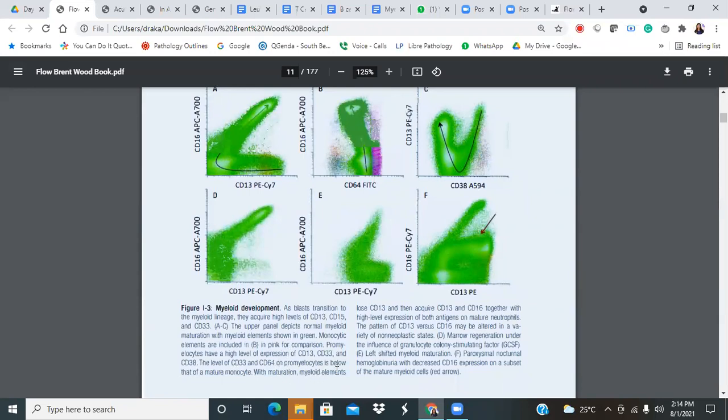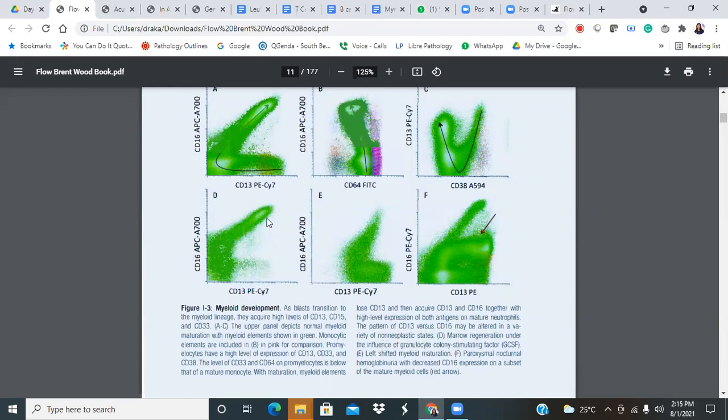With maturation, myeloid elements lose CD13. So that's what I was saying, that with maturation, they lose CD13 and then again acquire CD13 and CD16 together, with high level expression of both antigens on mature neutrophils. The pattern of CD13 versus CD16 may be altered. So now they are showing the altered patterns. First over here, they are showing marrow regeneration under the influence of GCSF.